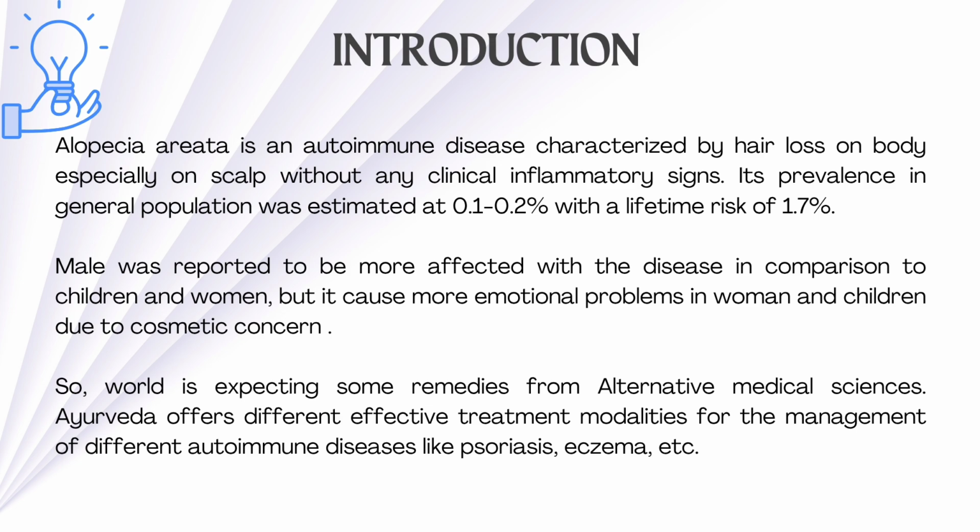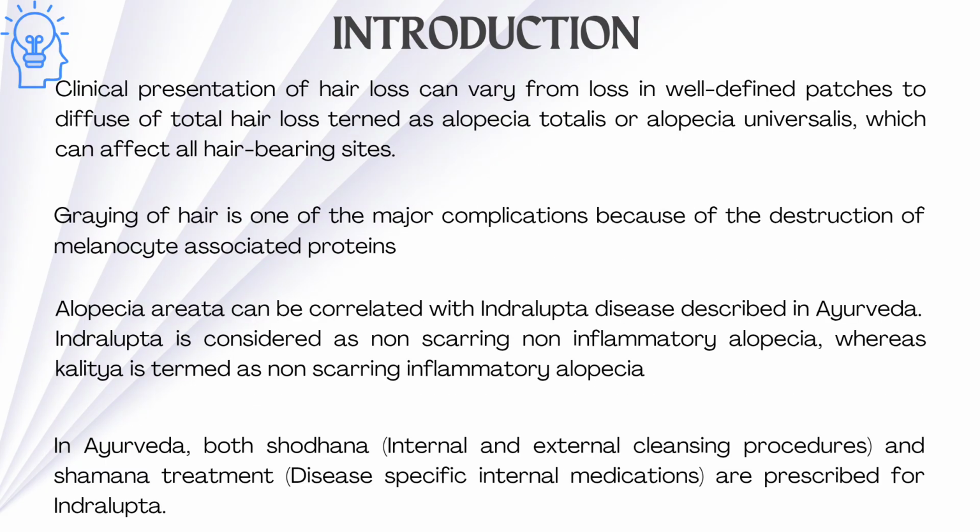Ayurveda offers different effective treatment modalities for the management of different autoimmune diseases like psoriasis, eczema, etc. Clinical presentation of hair loss can vary from loss in well-defined patches to the diffuse or total hair loss termed as alopecia totalis or alopecia universalis, which can affect all hair-bearing sites. Graying of hair is one of the major complications because of the destruction of melanocyte-associated proteins.